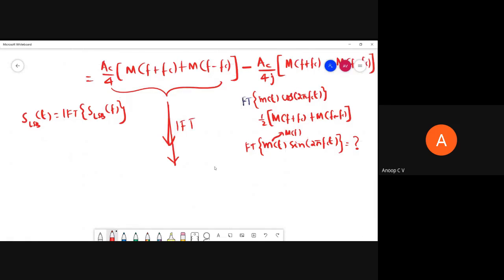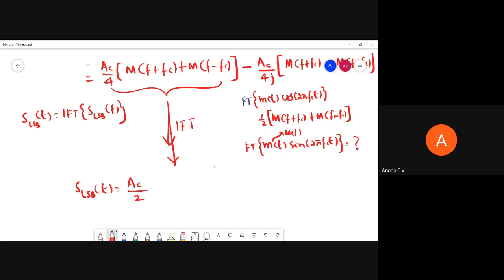So I'll write here now, s_LSB(t) will be actually what? The inverse Fourier transform of this entire thing, right? The inverse Fourier transform of this first term will be, I'll write here. I need you to just slightly think it through.